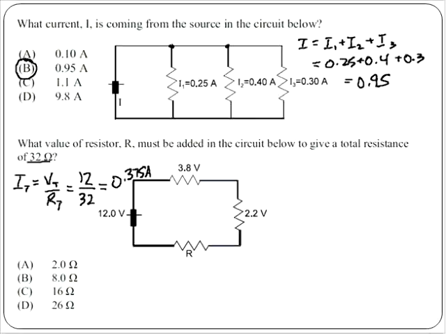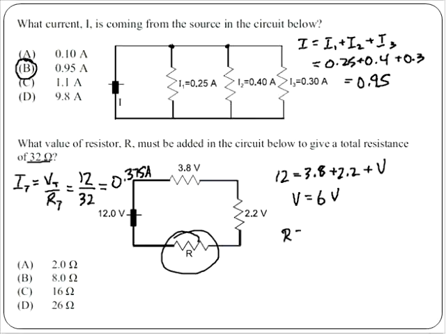That's the current flowing all the way around that circuit. So I know that the current in each one of these resistors is 0.375. Now I need to know the voltage in that resistor. All I've got to remember is the voltage rule tells me that around this path, all the voltages have to add up to 12. So 12 is equal to 3.8 plus 2.2 plus the missing one, which is this guy here, the V. So that tells me V equals 6 volts.